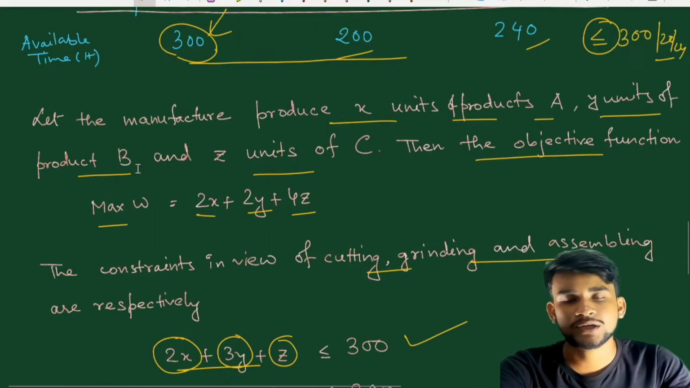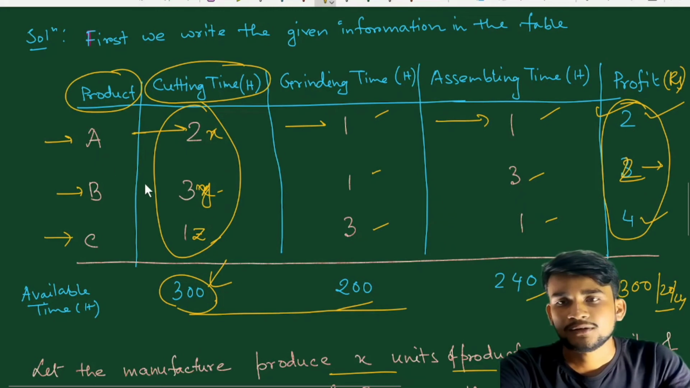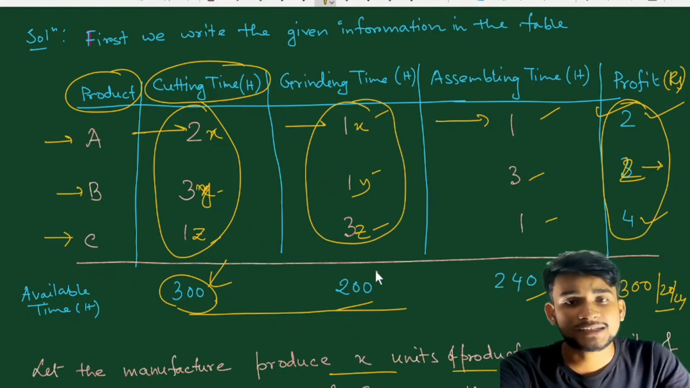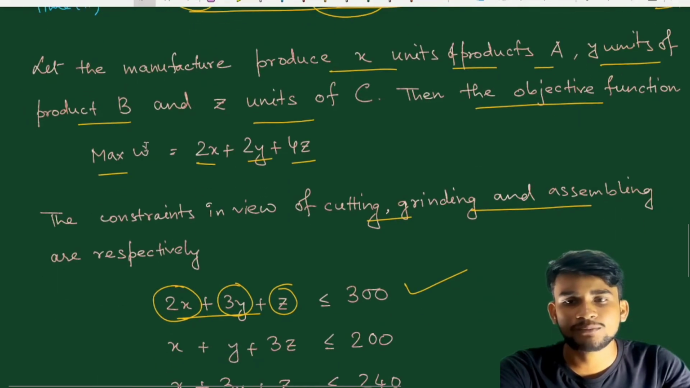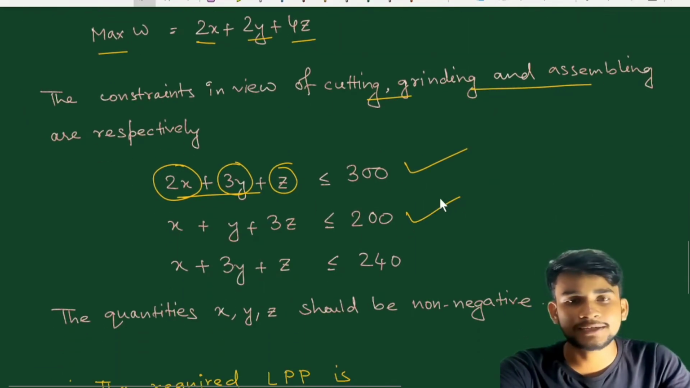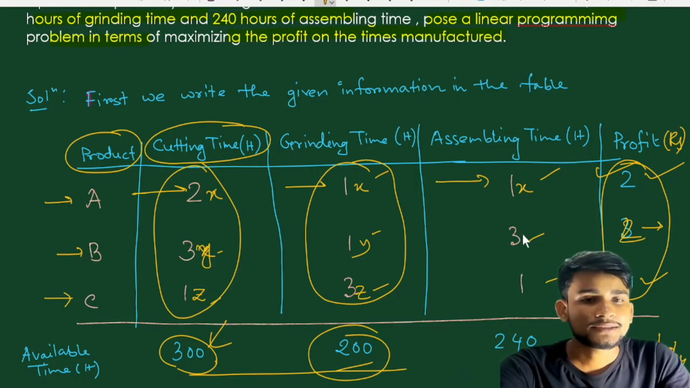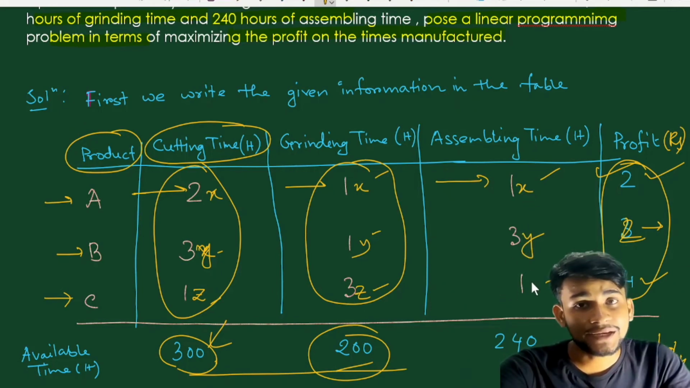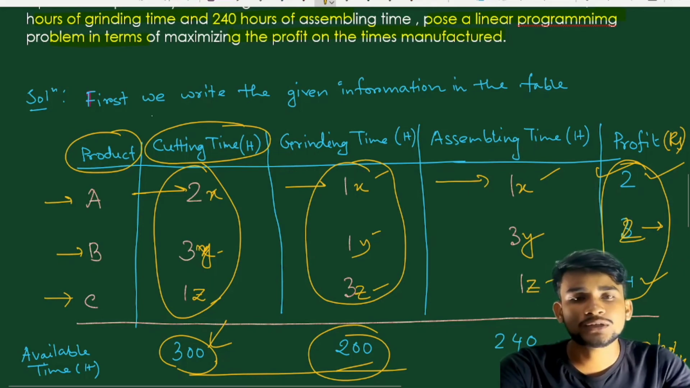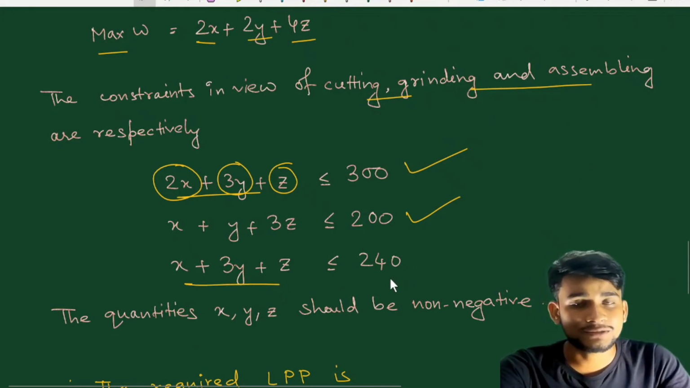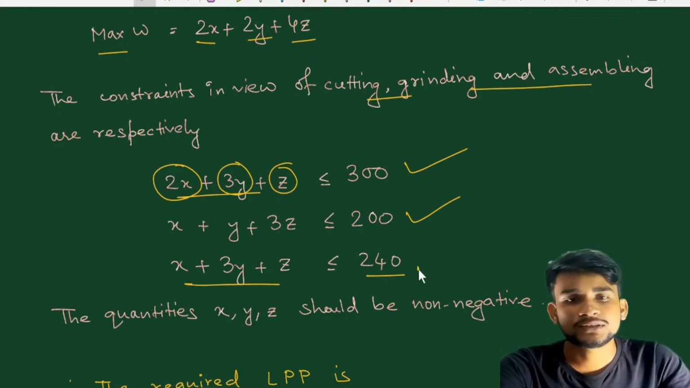This is one constraint. Now the total grinding time is x for A, y for B, and 3z for C. This sum is the total grinding time, and the maximum is 200 hours. Therefore x plus y plus 3z is less than or equal to 200. This is the second constraint. And the third constraint is for the assembling time. This is the total assembling time for A, for B, and for C. Therefore the total assembling time is this sum, and the maximum hours available for assembling is 240. So this is the third constraint.